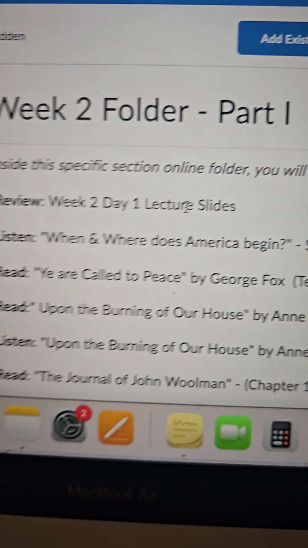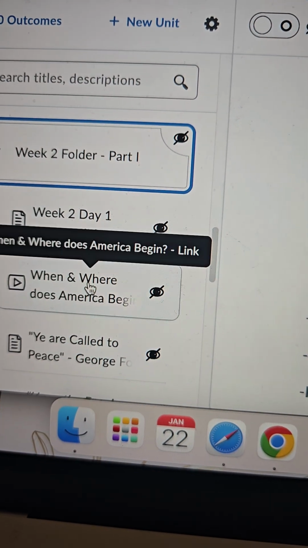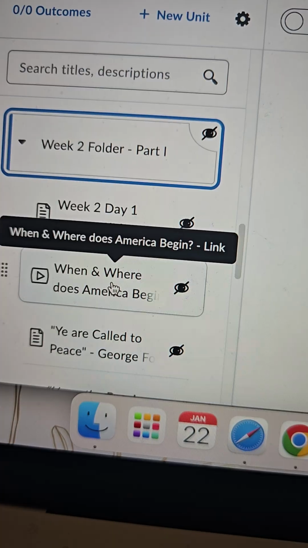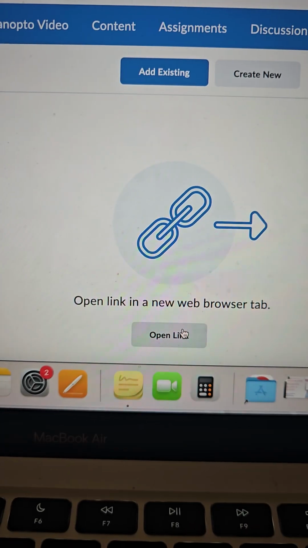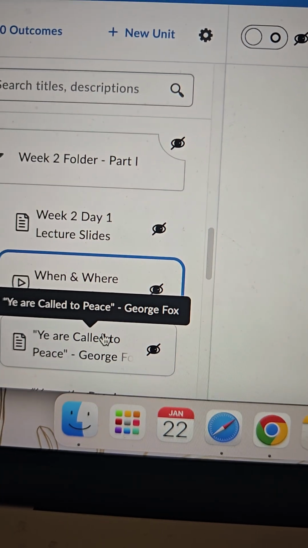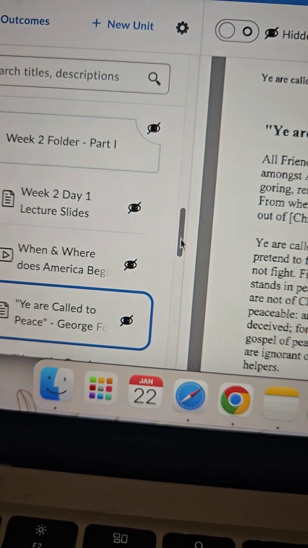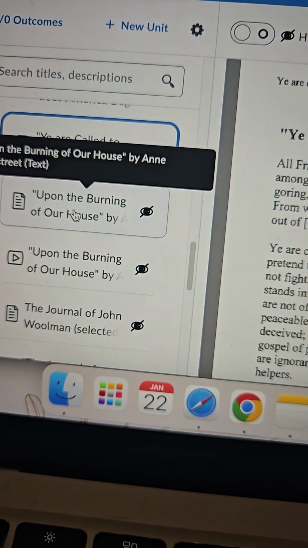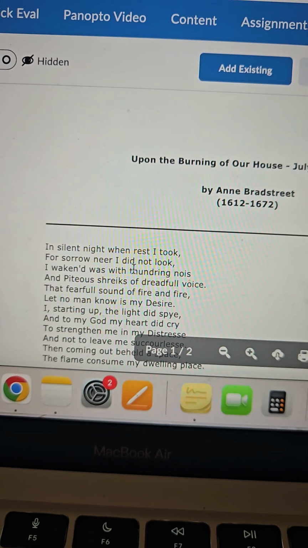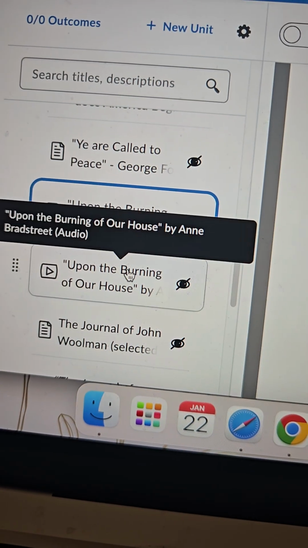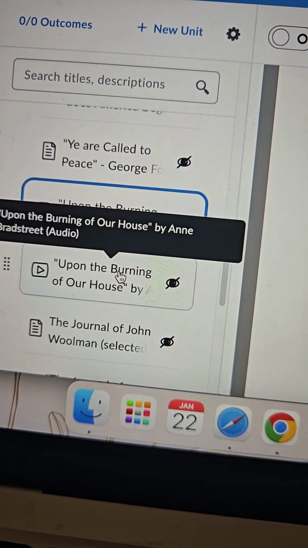Within our folder, we have our lecture slides. There's also a video that I would like you to view called When and Where Does America Begin? You would have to click on the video to view it. And then you continue in with your reading. We have Ye Are Called to Peace by George Fox. We have Upon the Burning of Our House as a poem, and if you would like to listen to the audio, it's right here as well.